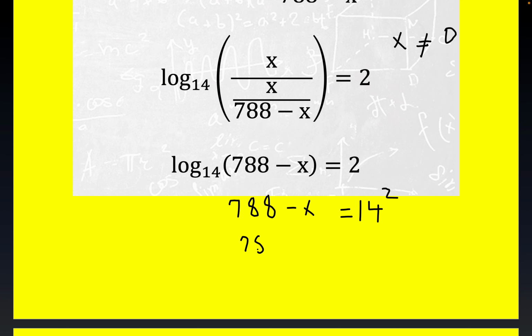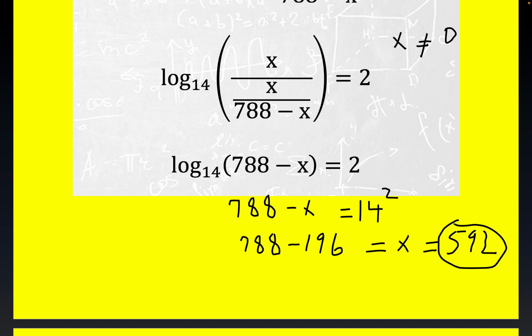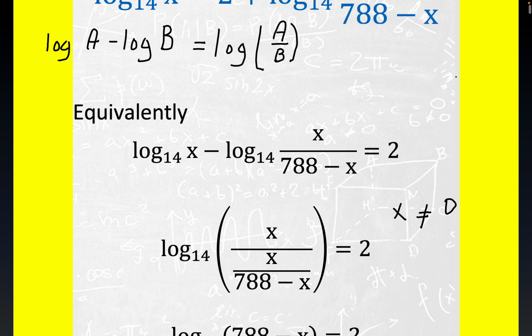That gives us 788. Oh no, folks, I've got to do 14 squared. 14 squared is 196. So 788 minus 196 equals x. And folks, that looks like 592. So x is equal to 592. And of course, the 592 falls within this. Let me go up further here.